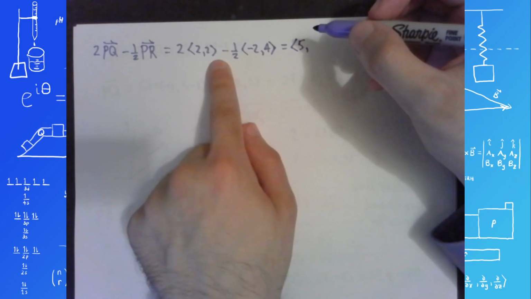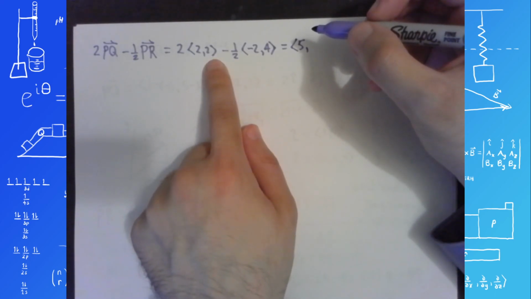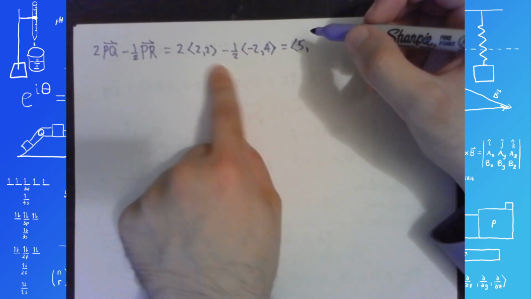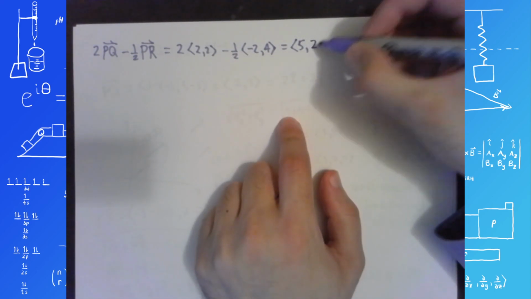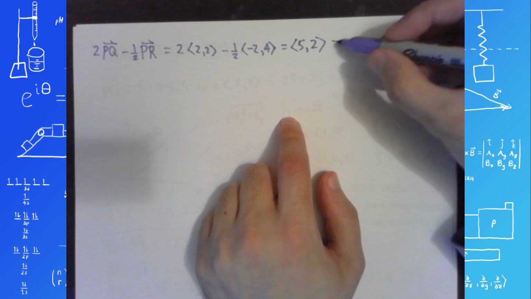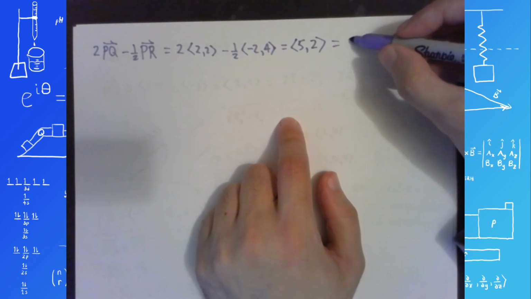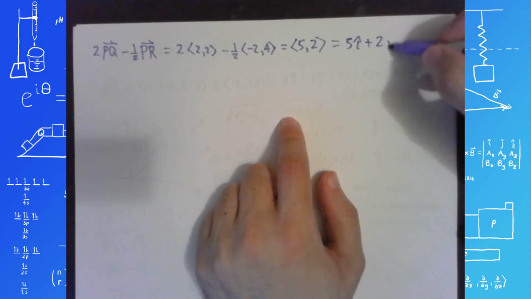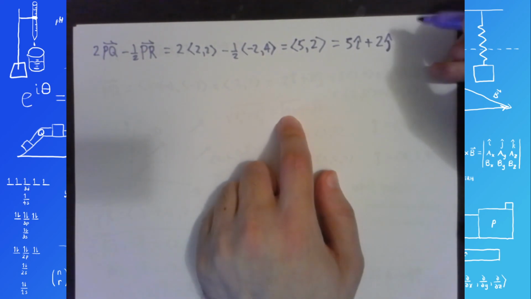And then 2 times 2 again, so that's 4. Minus half of 4, so minus 2. 4 minus 2, that should be 2. And in terms of standard unit vectors, that's 5 I hat plus 2 J hat.